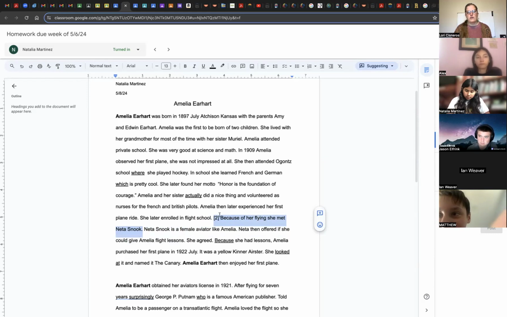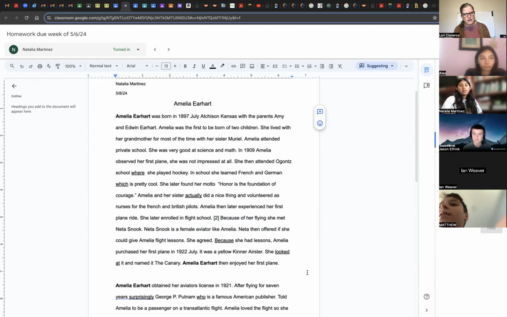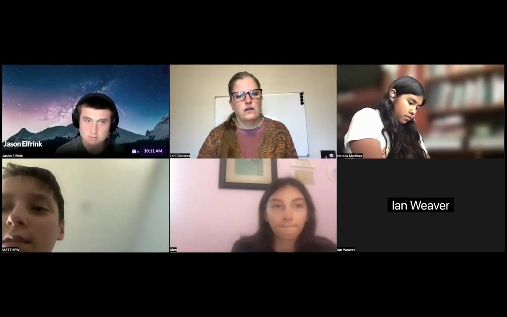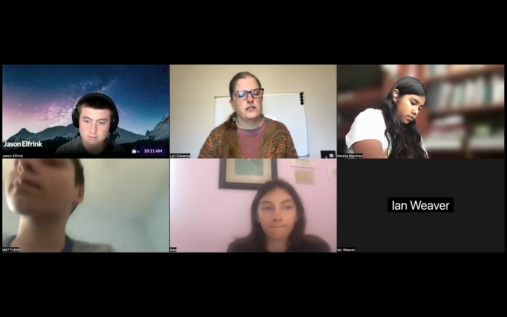So this is how you label it. I want everybody to see how it's not underlined, it's not highlighted, it's a bracket. That's on your keyboard. And you put a bracket around the number 2. That's how you label your prepositional opener. Does anybody have any questions about that? Okay, I saw your thumbs up, Jason. That's good. All right, so that's what I'm looking for. Good job, Natalia. Jason, go ahead.